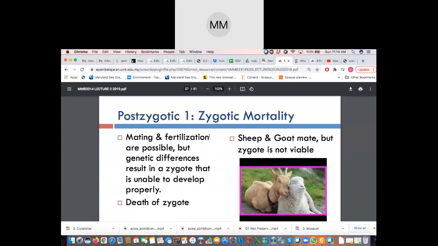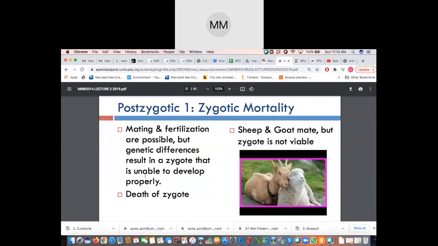Okay, are we good with this so far? Before we move into postzygotic, we've covered all the prezygotic ones. Good. So now again, prezygotic basically is that there is no way for them to actually form a zygote. But now in the case that a zygote does get formed, what are the different processes that are involved here? So the first form of it is zygotic mortality. In this case, mating and fertilization are possible, but the genetic differences result in a zygote that is unable to develop properly, and thus the zygote dies.